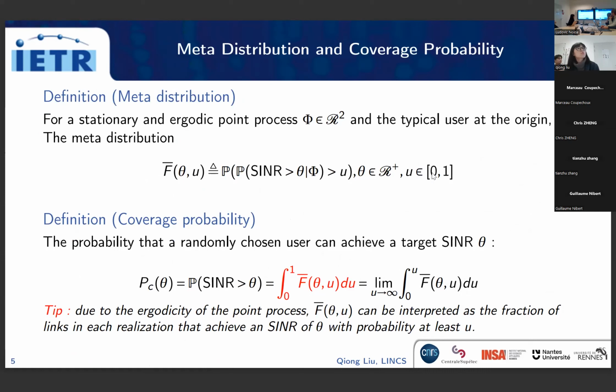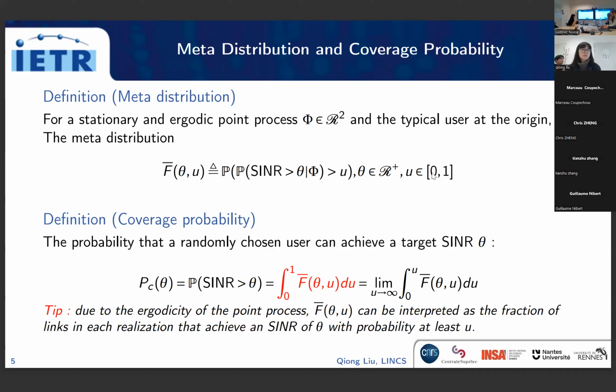I will introduce two SINR distributions. The most common one is the coverage probability. I put it in the second line. The coverage probability is the probability that a randomly chosen user can achieve our target SINR theta. It can also be understood as a successful transmission. And in some articles, they define the outage probability as 1 minus P_c(theta).